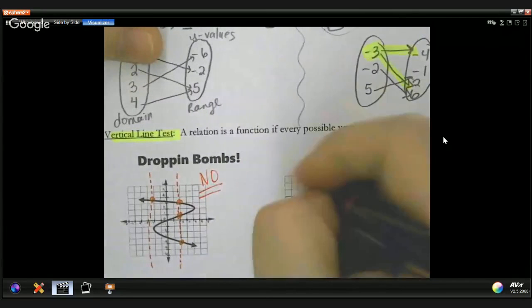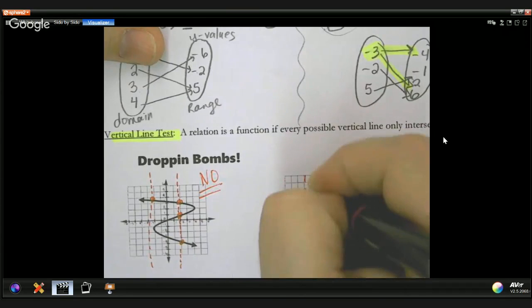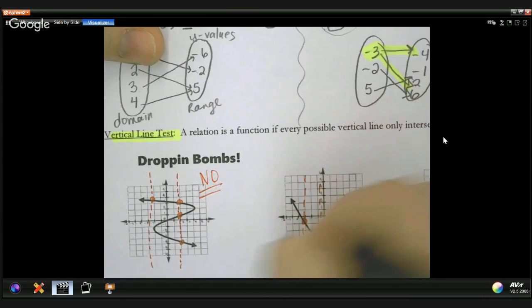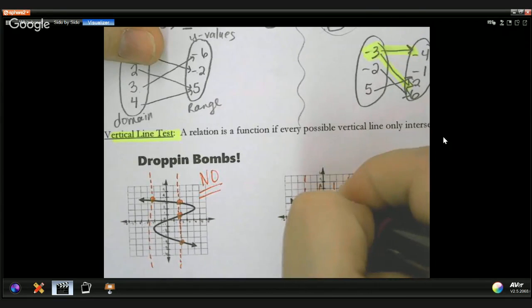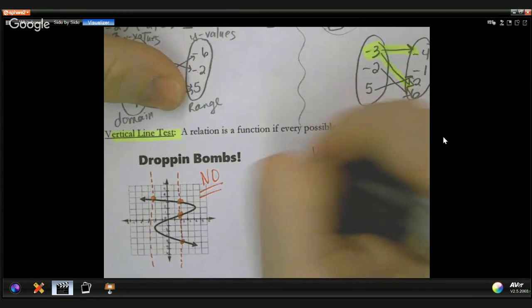Okay, so I look here. Everywhere I go, it only blows up 1 time. Doesn't matter where I go. So since each bomb will only blow up 1 time, this is good. This is a yes.